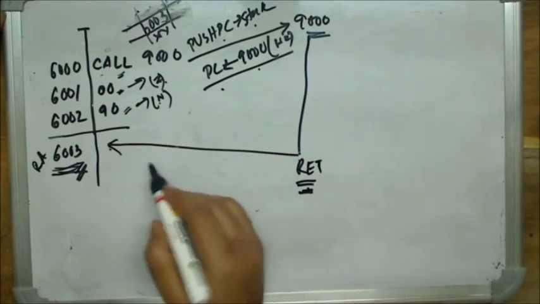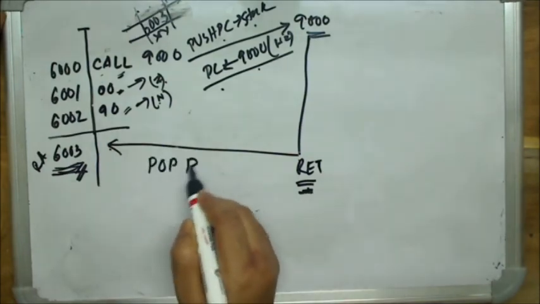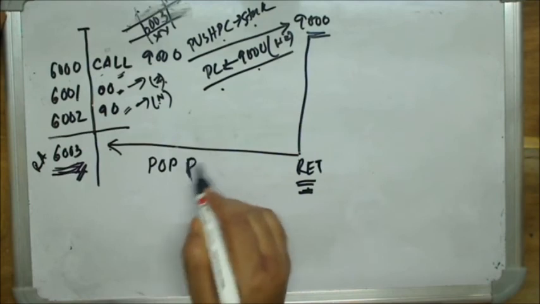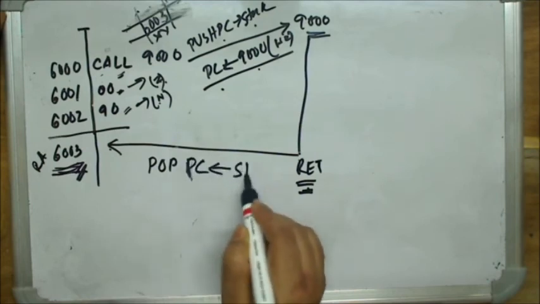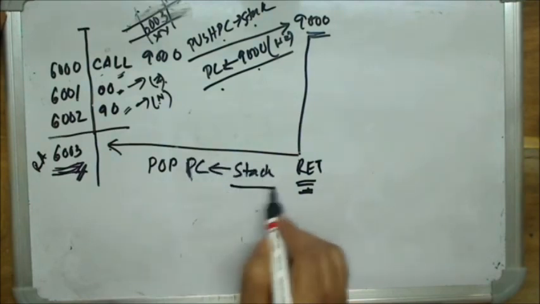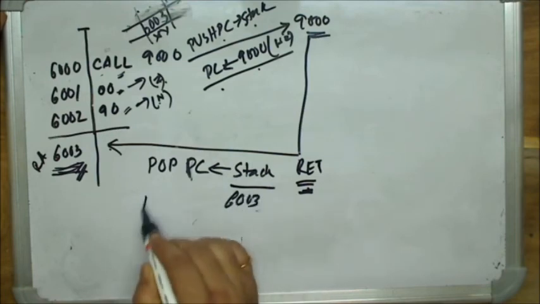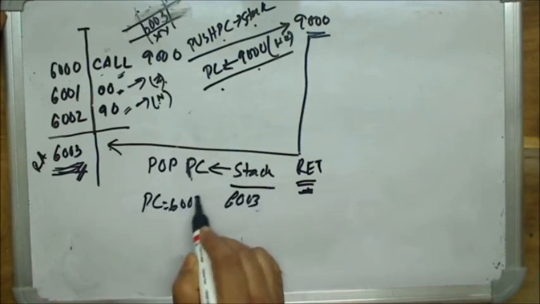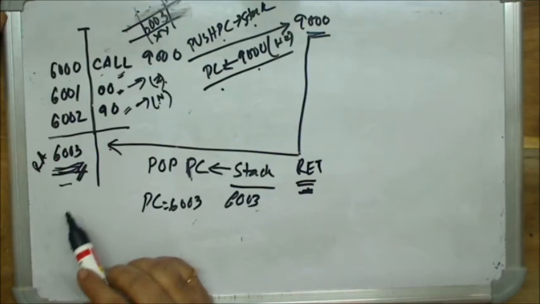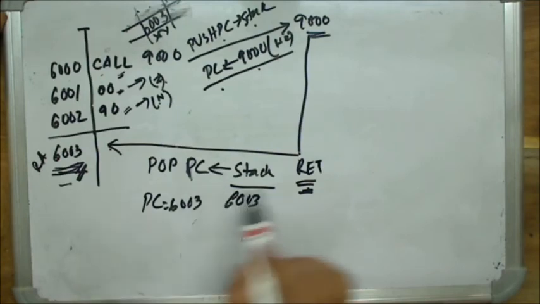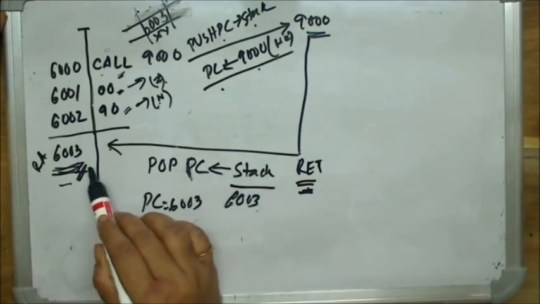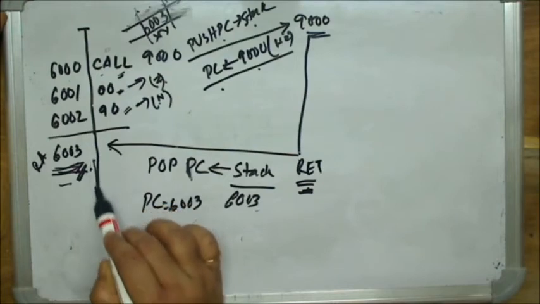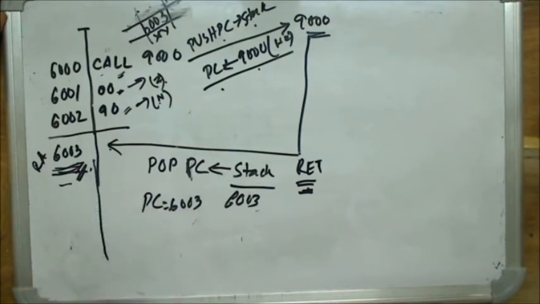So it will pop PC from stack. What was stored in stack? 6003. So PC will be loaded with 6003. That is the return address. So PC will get the return address and will come to the memory location 6003, and then it will continue the program execution. Okay, so I think it is clear.